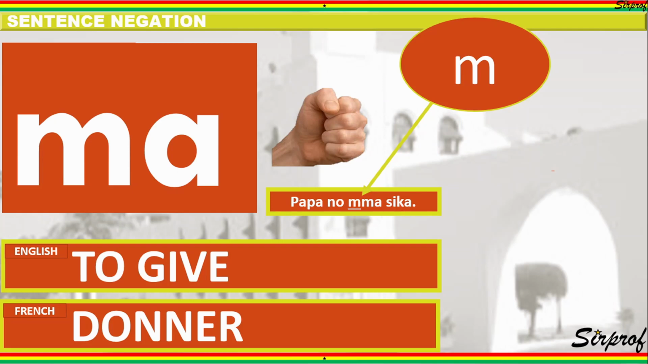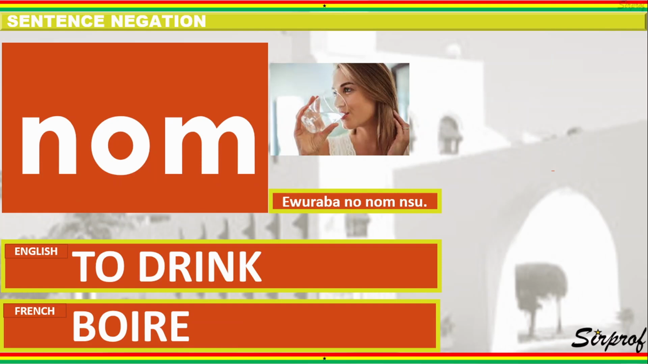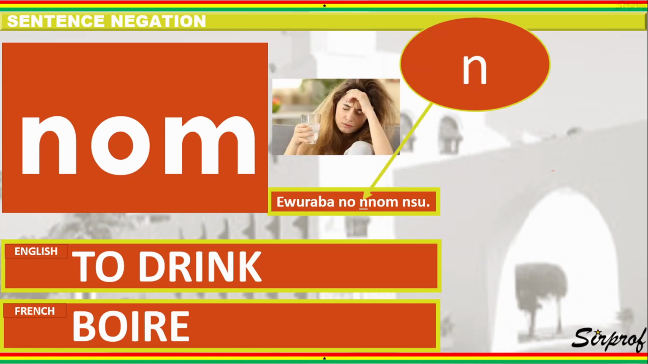Our next example, nom, to drink, bois. Example, Ewuraba no nom nsu. The lady drinks water. The verb here is nom. It begins with an N. So to make this sentence negative, we introduce an additional N in front of nom to make the sentence Ewuraba no nnom nsu. The lady does not drink water.